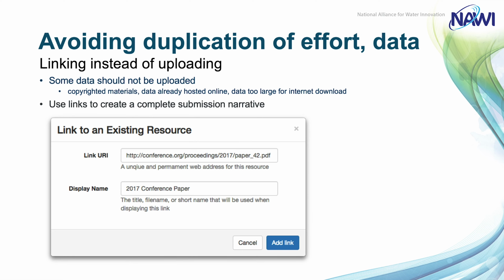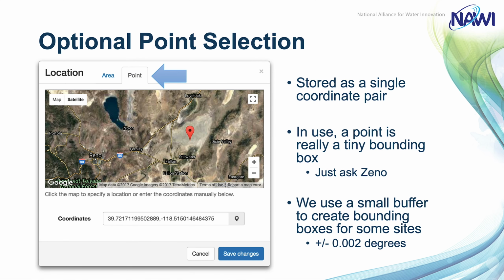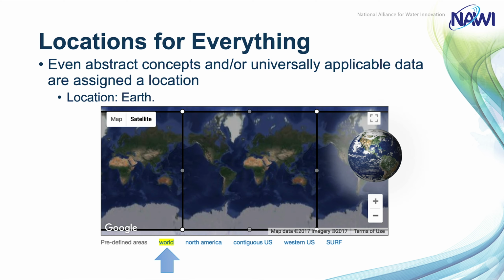Along those lines, one of the things we allow you to do is specify a location for your data. Our location selector lets you draw a box on a map, or you can enter bounding coordinates. You can also select an individual point if that's easier or more appropriate, but we do require locations for everything. Even abstract concepts or universally applicable data are assigned a location. And so if your research is globally applicable, please select world, as you can see here in the lower left, and it will select the entire world for your data.